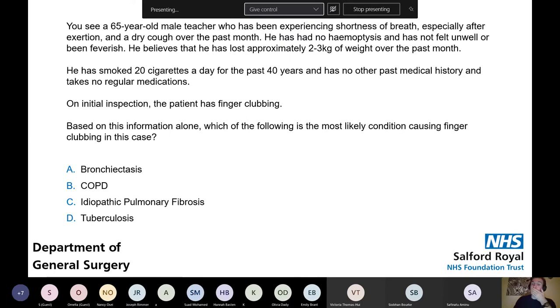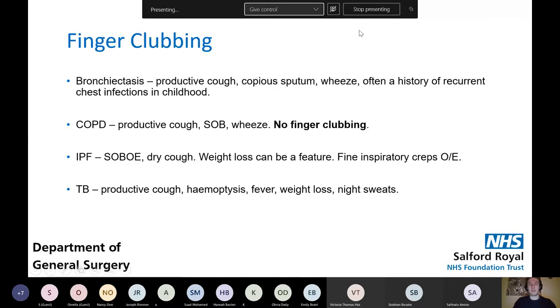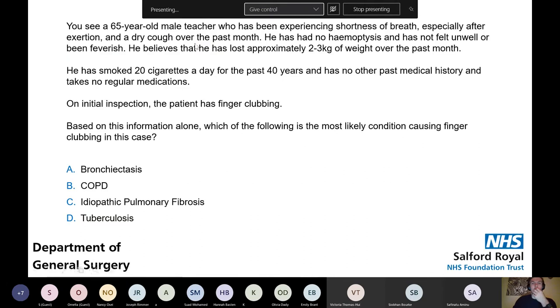This guy here, he's got some shortness of breath, but it clearly says a dry cough. So that would immediately make you think that this is probably not going to be bronchiectasis. For the other things, no hemoptysis, we can see that. Weight loss, again, if it was late stage bronchiectasis, he could be becoming cachectic, but again, it's not really likely. The clincher here for it not being bronchiectasis is the dry cough, because it's typical to be coughing stuff up.